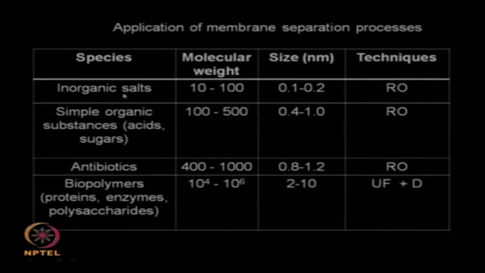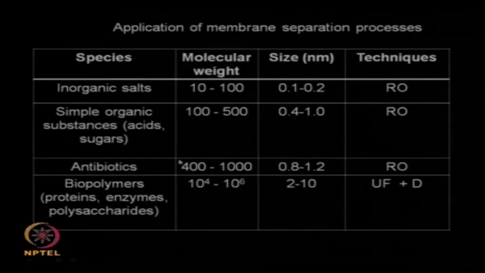If you have inorganic salts, molecular weight 10 to 100 and size 0.1 to 0.2 nanometer, an RO membrane is good. If you have simple organic substances, again acids, sugars, molecular weight 100 to 500, size about 0.4 to 1 nanometer, that means they are slightly bigger, again RO is good. If you want to separate out antibiotics in the molecular weight range of 400 to 1000, the size is also pretty large, 0.8 to 1.2 nanometers. Again we can use an RO type of membrane and it is really good.